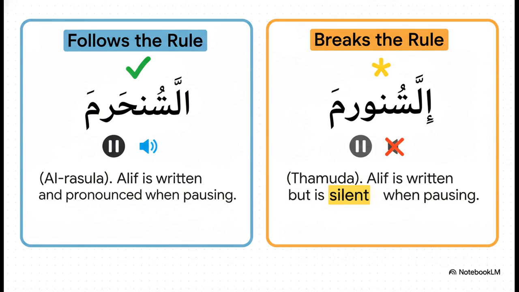On the left, you've got al-rasula, one of our 7 alifs. The alif is written, and you say it when you pause, so it follows the rule perfectly. But now, look at the word thamuda, as it appears in 4 specific places in the Quran. The alif is clearly written there, but, and get this, in a direct exception to our master rule, this alif is silent even when you pause on the word. It's a deliberate exception, one that has been preserved by the script for 1400 years.